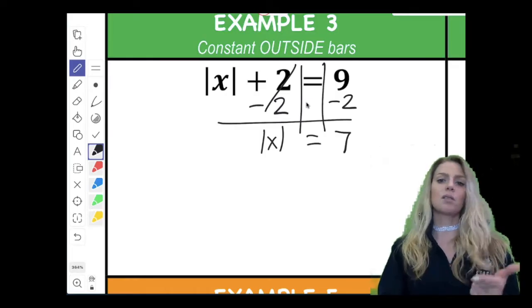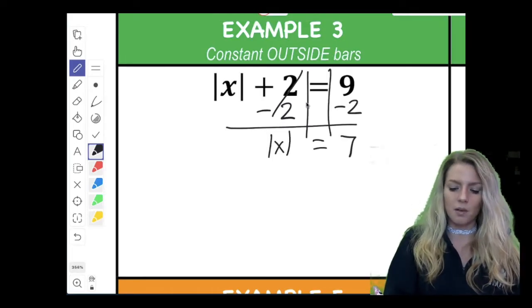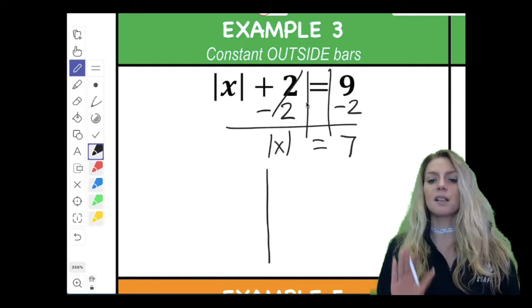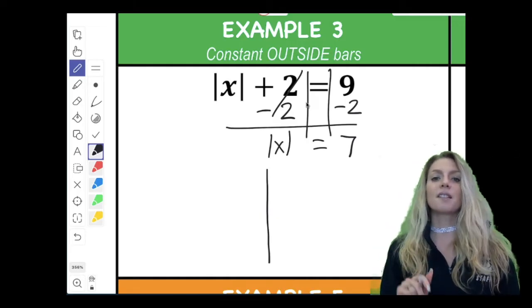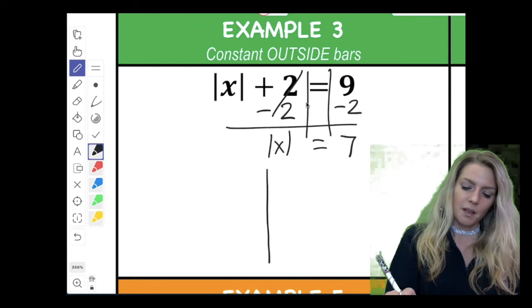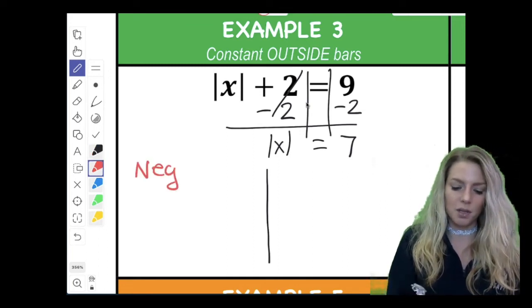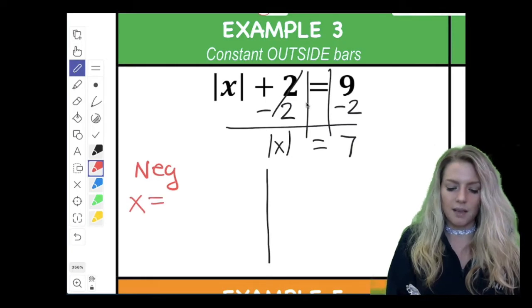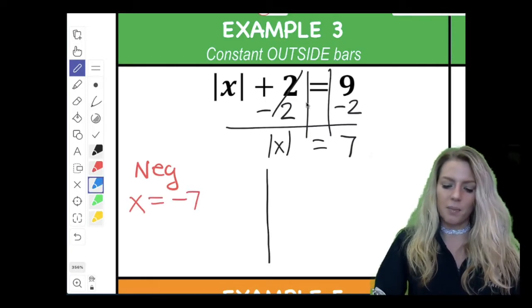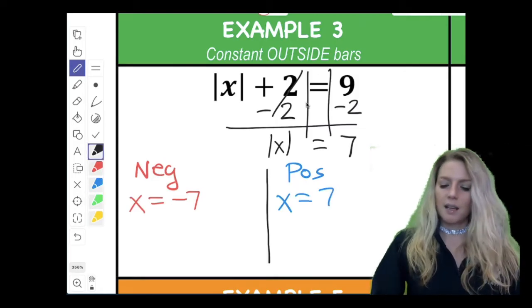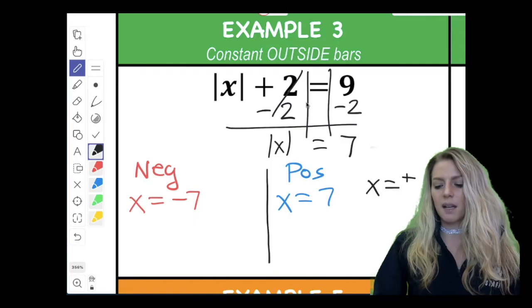And now this looks just like example number 1. So I'm going to split it. This might not seem necessary, but I'm telling you, once we get to example 5 and 6, you're going to see why we need it. So I'm going to drop my bars and put a negative solution, negative 7. And then I'm going to drop my bars and put a positive solution, 7.